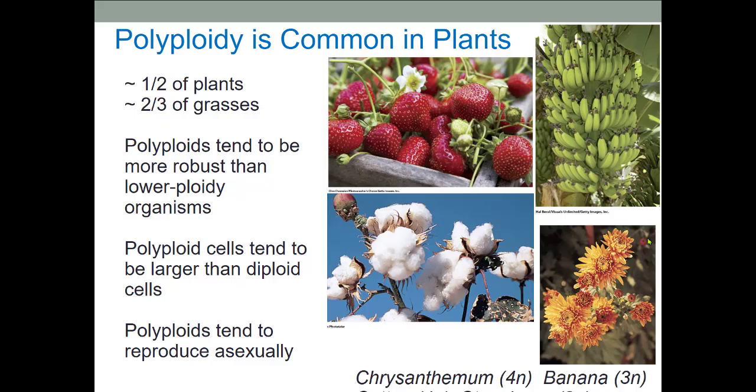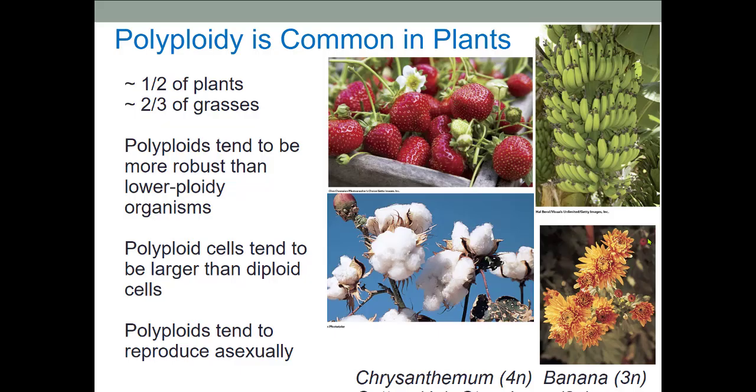Talking about polyploidy, this is super common in plants. So about half of all sequenced plants or studied plants are polyploid. About 2/3 of those that could be considered grasses, so things like, obviously grasses, but also things like wheat and rice and things like that, about 2/3 of those are polyploid. These tend to be more robust.